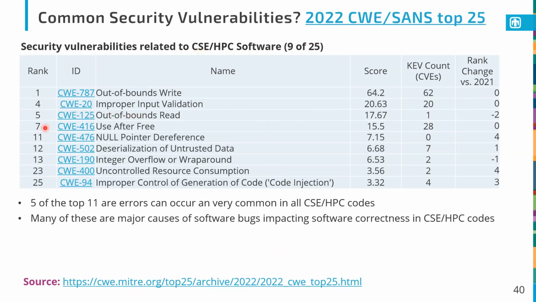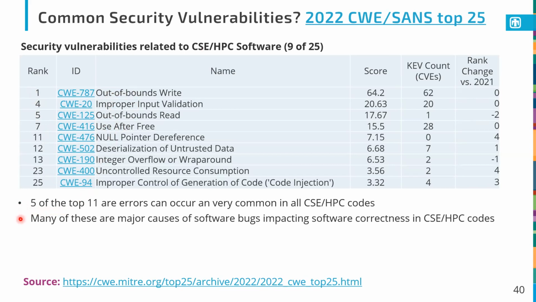So I'll note that 5 of the top 11: out of bounds write, out of bounds read, improper input validation, use after free, pointer dereference. These things are incredibly common in all of our CS&E software. Everybody that writes software in C and C++ and Fortran experiences these things all the time. And there are a lot of these bugs that are still latent in a lot of our software. It's guaranteed.